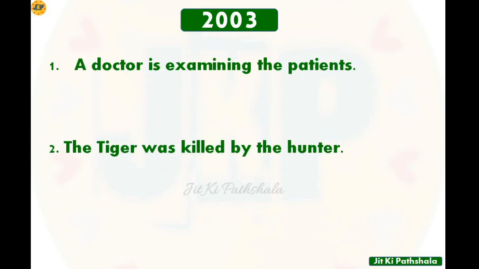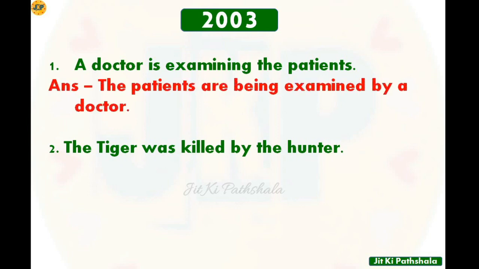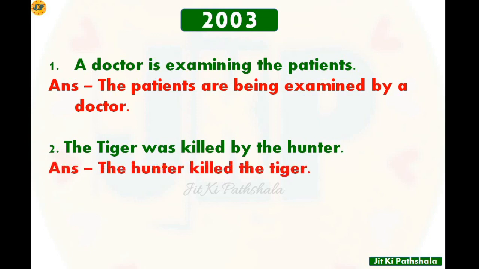Questions from 2003 are, number 1, a doctor is examining the patients. So this sentence is in present continuous form and it is in active voice. And the answer here will be, the patients are being examined by a doctor. Number 2, the tiger was killed by the hunter. Past indefinite and it is in passive voice. Now we have to change it into active. Answer here will be, the hunter killed the tiger.